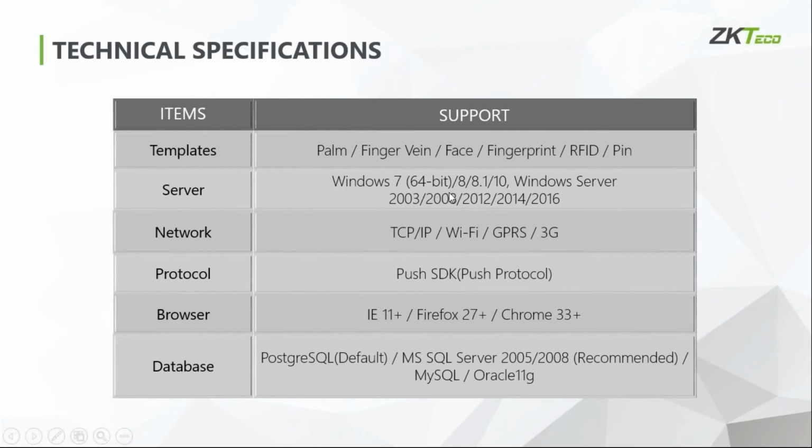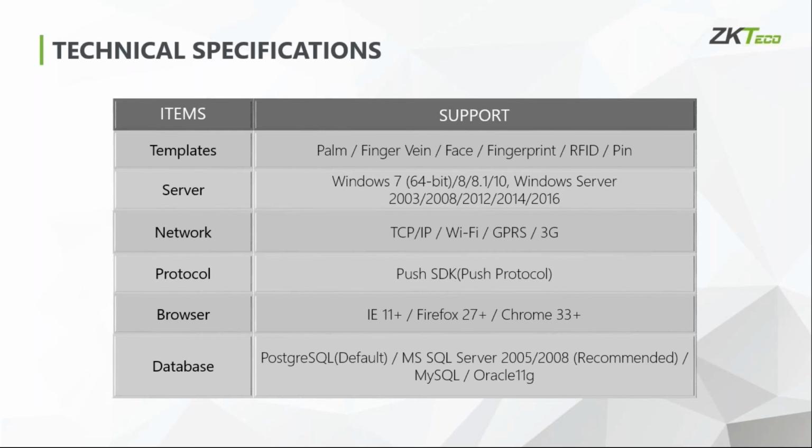We are recommending Windows 7 or 8 or Windows Server in different versions. And the network types depend on the machines. You can use Wi-Fi, 3G or TCP/IP. And we are following push SDK. That means it's two-way communication, right? For example, you can push the data from the machine to the machine also. And our browsers are Explorer, Firefox, and Chrome.